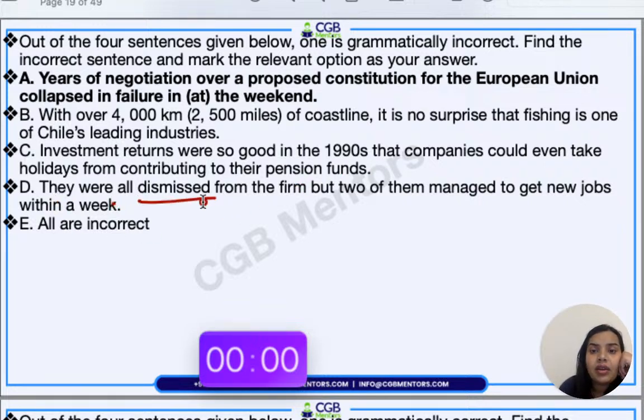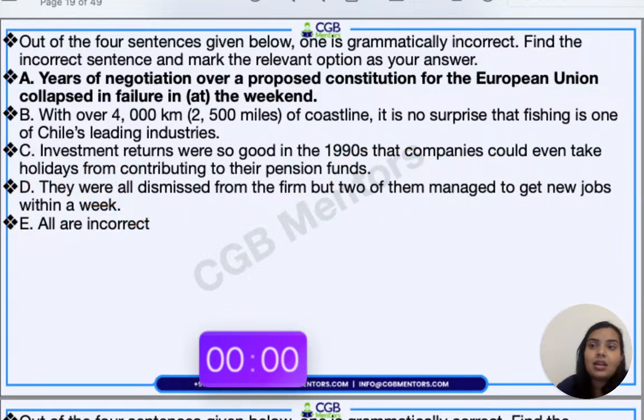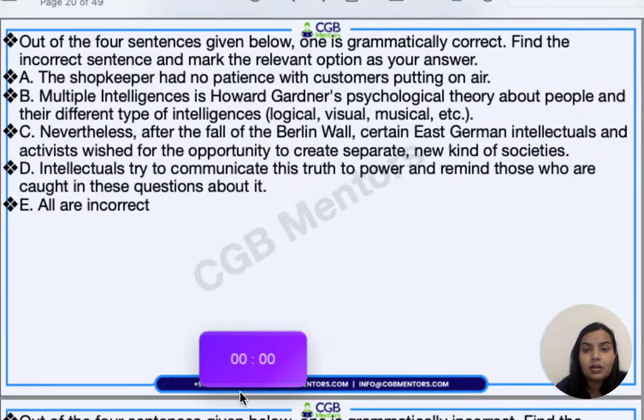They were all dismissed from the firm. But two of them managed to get new jobs within a week. So when there is a time bracket and something happens inside it, we use within. Please go ahead with these sentences.